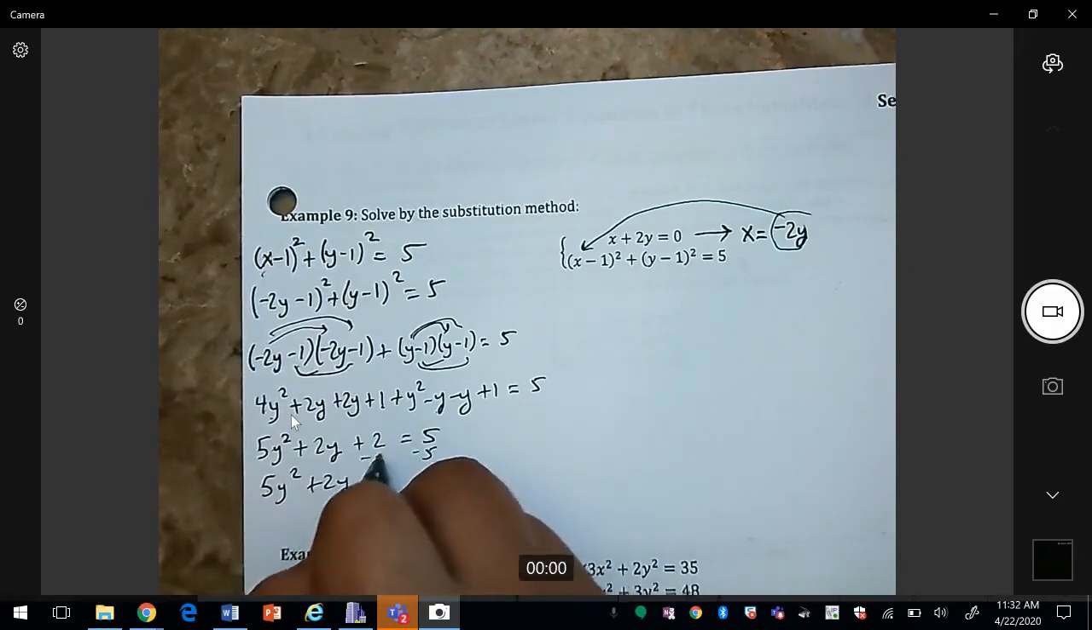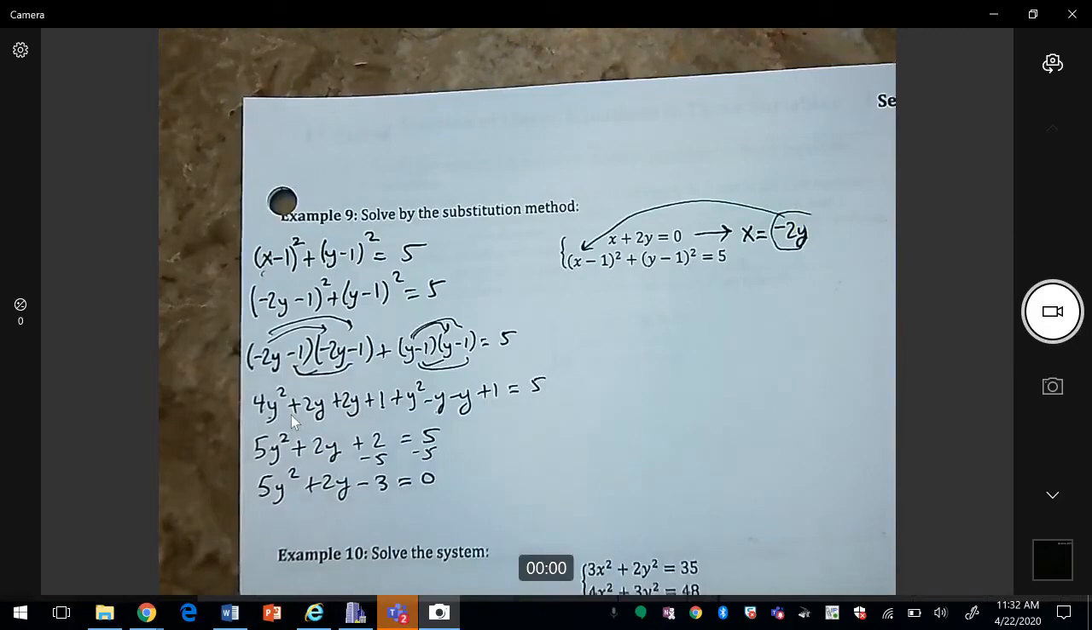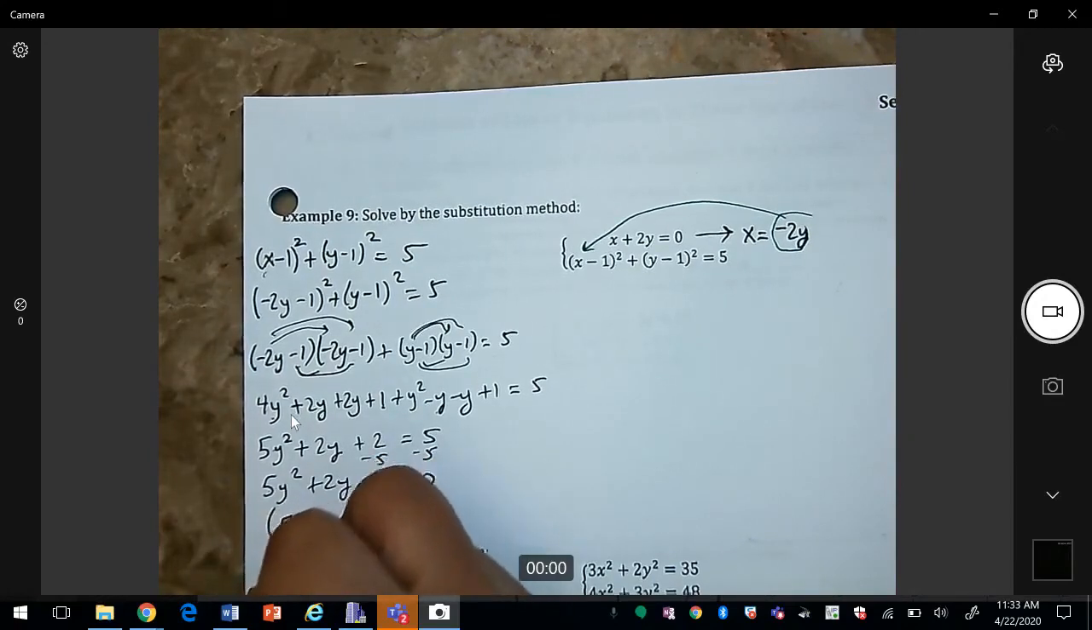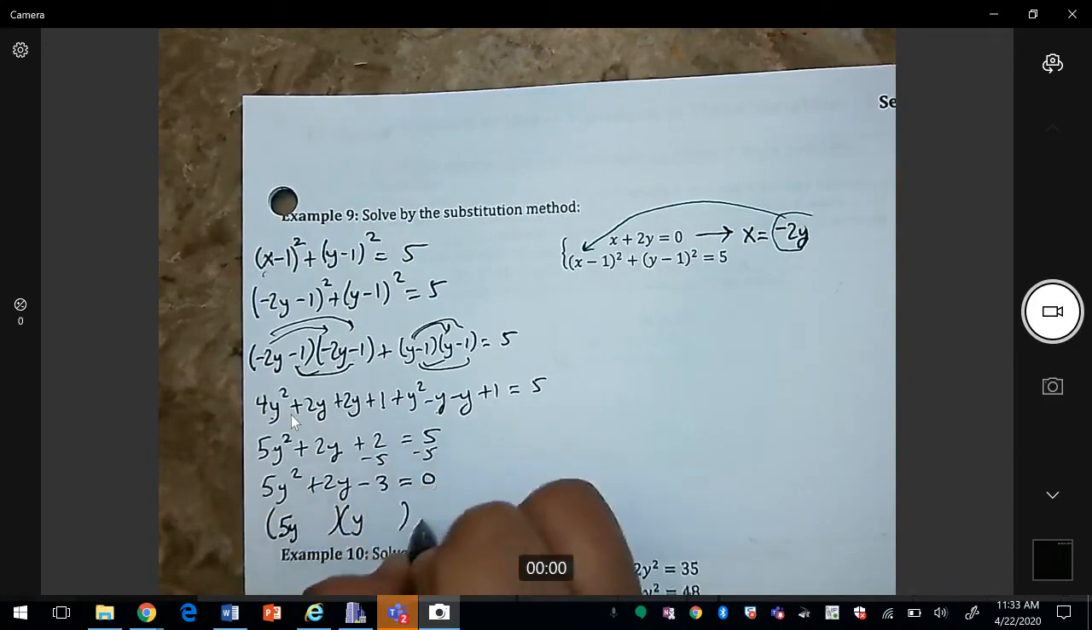Subtract the 5 on both sides since this is quadratic. And so we're left with this quadratic equation, 5y squared plus 2y minus 3. So you have choices. You can use the quadratic formula or you can see if this is factorable. I normally check to see if it's factorable first.